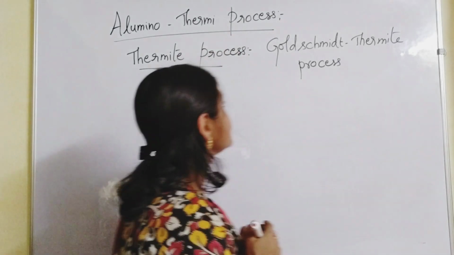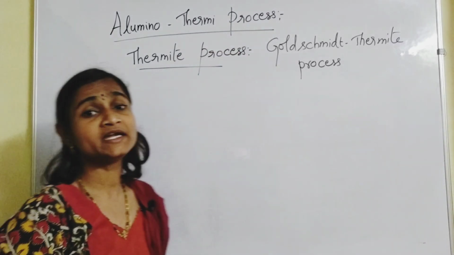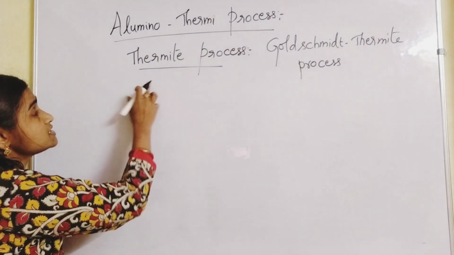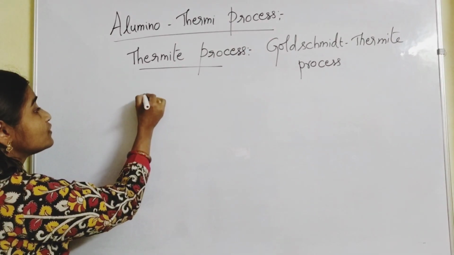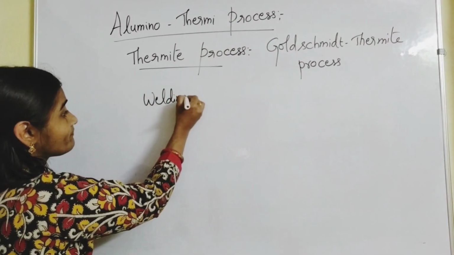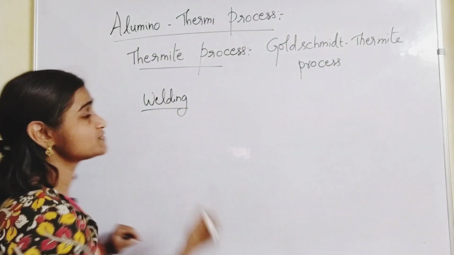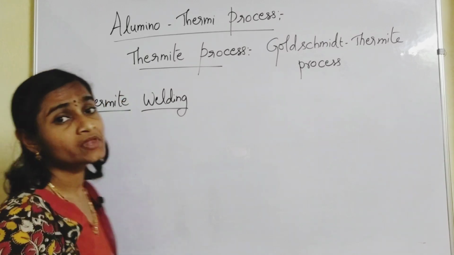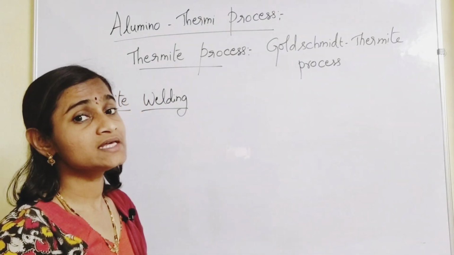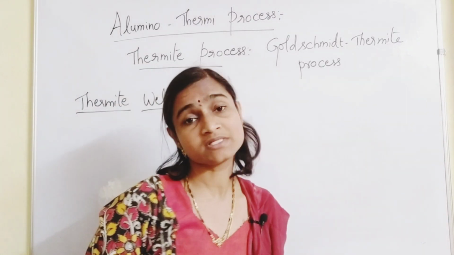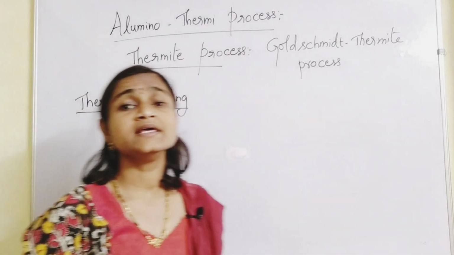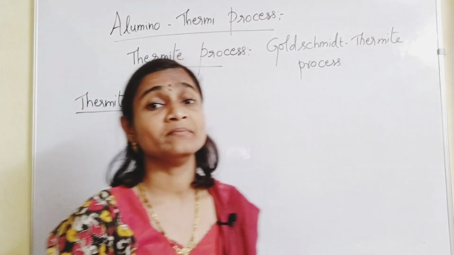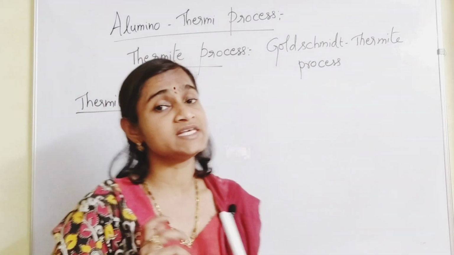So let us go for the thermite process, the aluminothermy process. What is meant by this process? This is the process which is generally used for welding purposes, thermite welding. Here mainly iron oxide is reduced with a highly electropositive metal, aluminium. Mainly aluminium is used as the reducing agent here.